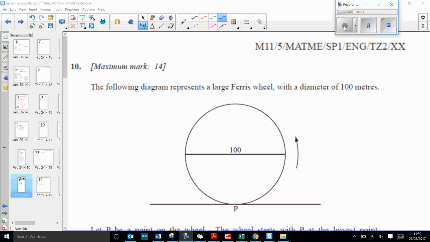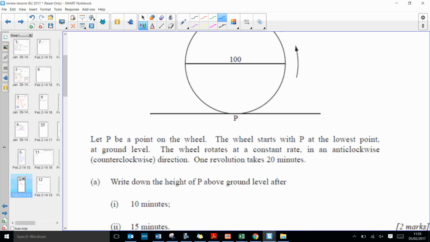So this is the last Paper 1 question that we've got. It's a trig one. Don't forget that whenever you see any kind of circular function in real life, so obviously this is a Ferris wheel, it will be a trig function. So we need to write down the height. Oh, sorry, let's read the question first.